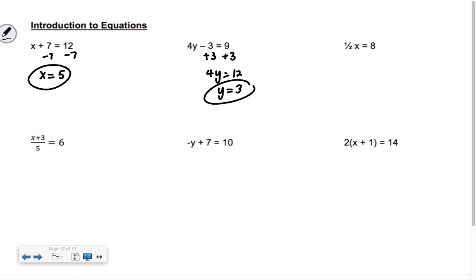This is where people start to get a little confused, when there are fractions. Don't let it confuse you. How do we read it in our head? We say half of some number is 8. That number would be 16, exactly.